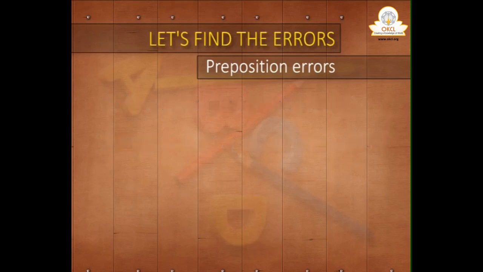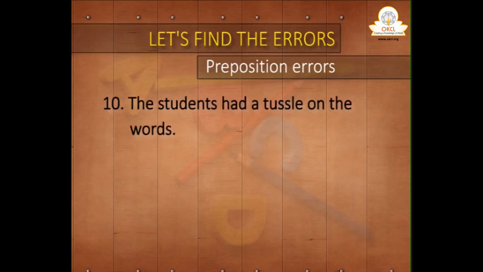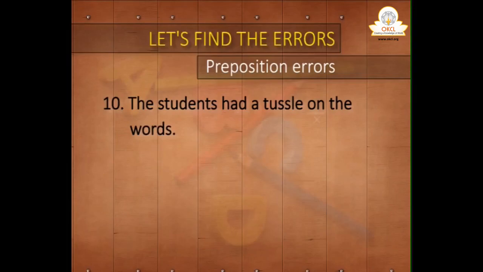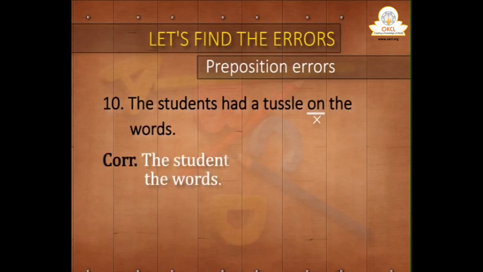The students had a tussle on the words. Where there is a word competition and they argue over it, there was a fight. I mean it's a good thing. So tussle on is wrong. Tussle over. So the correct sentence is the students had a tussle over the words, not on the words.